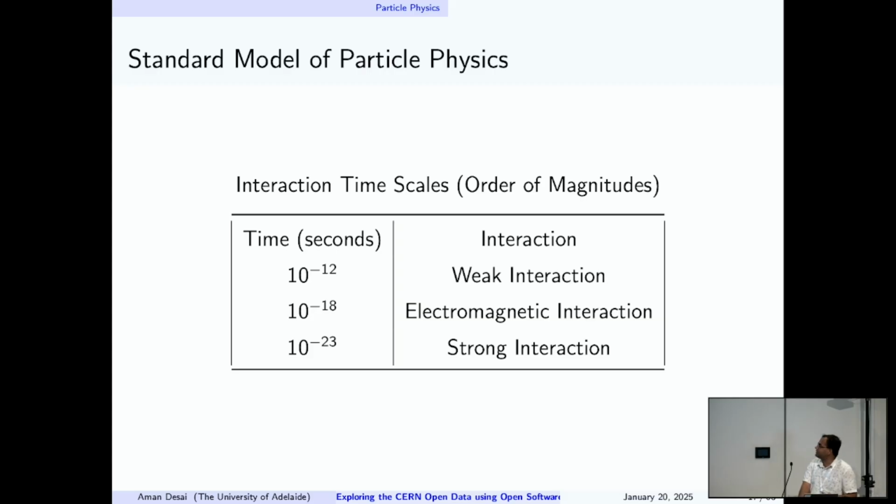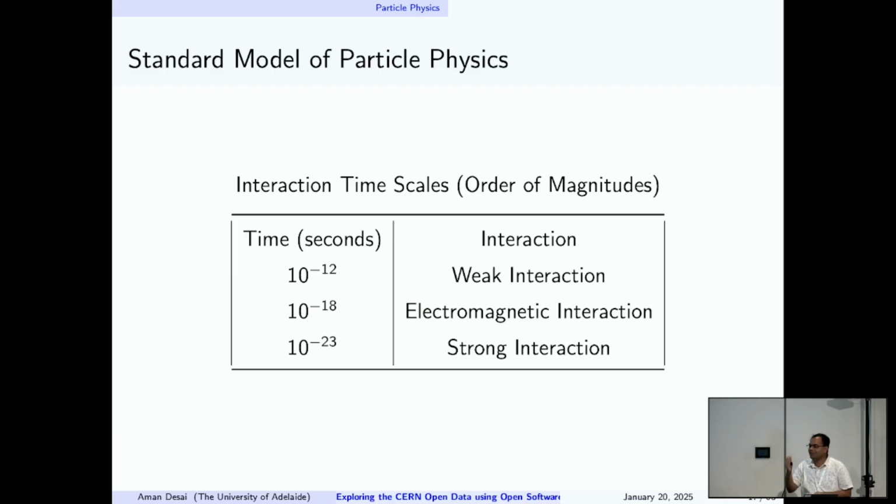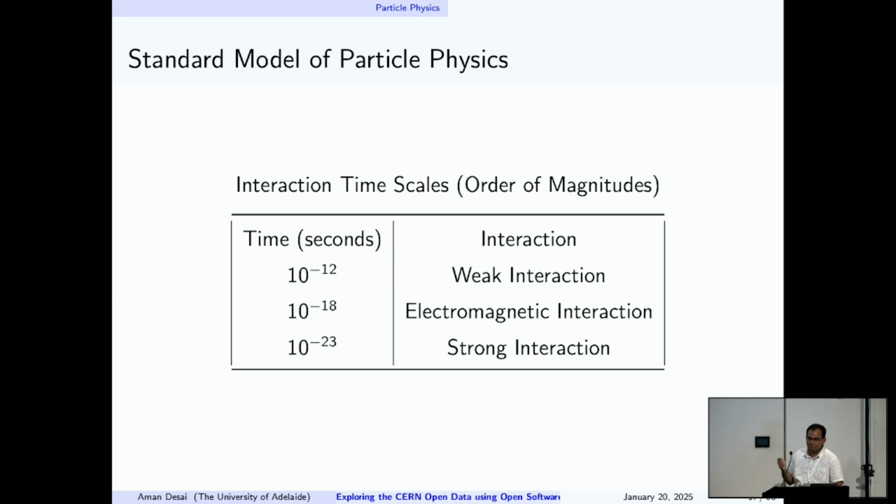Again, time scales. Weak interactions are happening about 10 raised to minus 12 seconds. And I'm giving a talk for 45 minutes. So electromagnetic interaction, 10 raised to minus 18 seconds. So 1 second and divide that into 10 raised to 18. So 1, 0, 0, like 18 zeros, and that's just one electromagnetic interaction. And strong interaction, 10 raised to minus 23 seconds. So it's really fast.